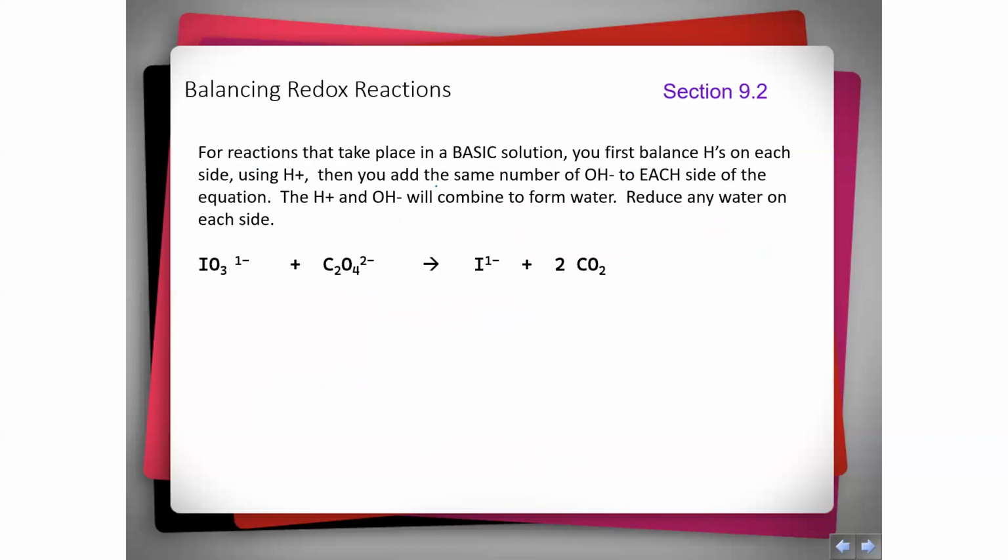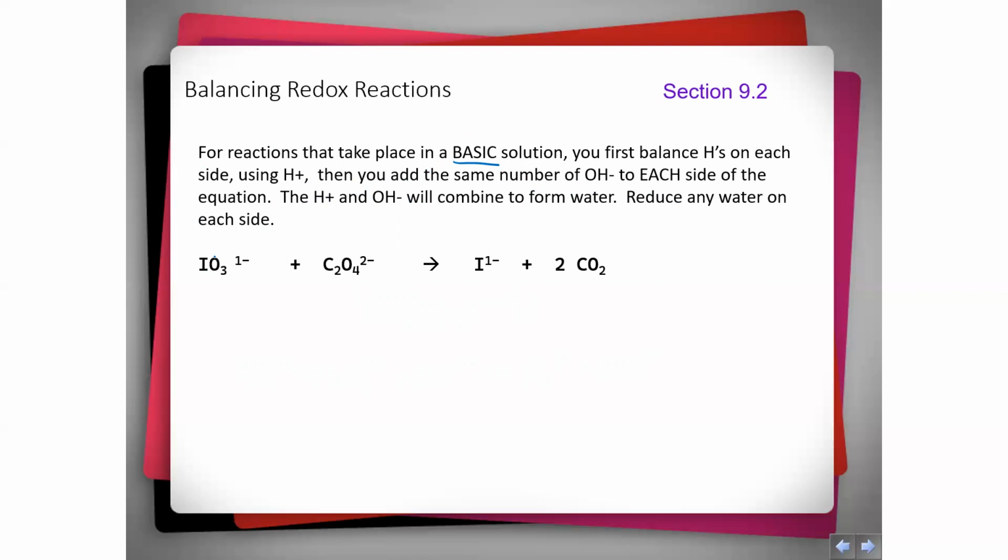We're going to do another one, but this time we're going to make it a basic solution. So there's one extra step for a basic solution. So let's start. I've got it written here. You first balance the H's on each side using H+, then you add the same number of OH's to each side. The H's and the OH's you will gather up and form water, and then you will reduce any extra waters that are on either side.